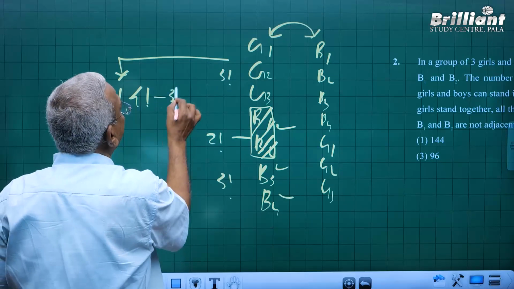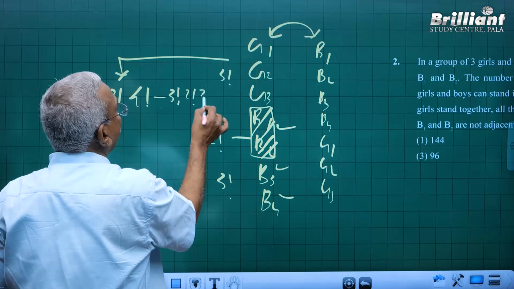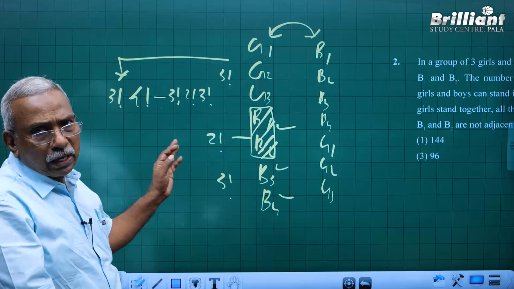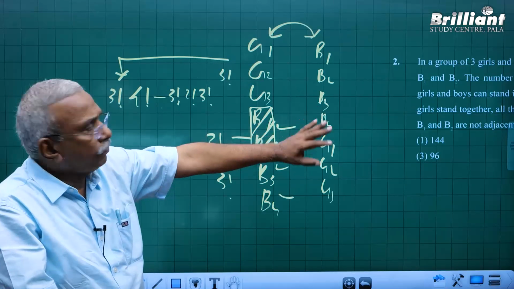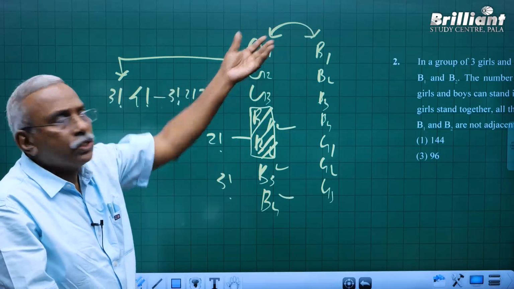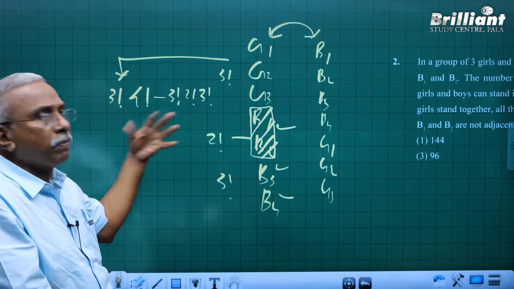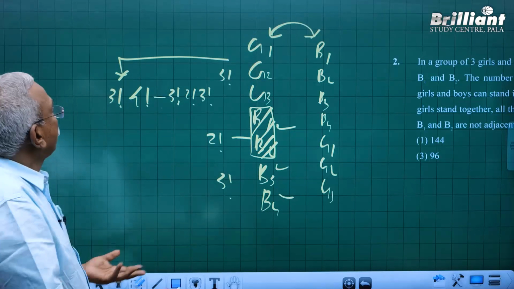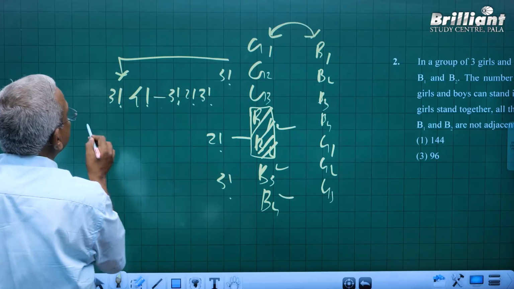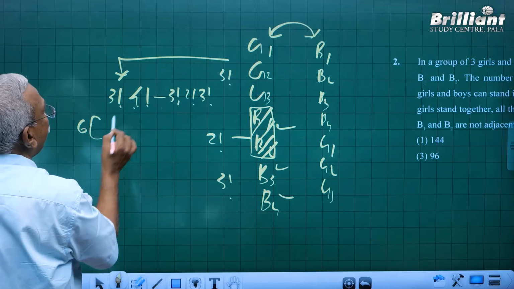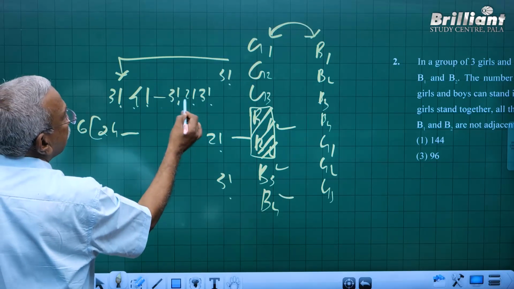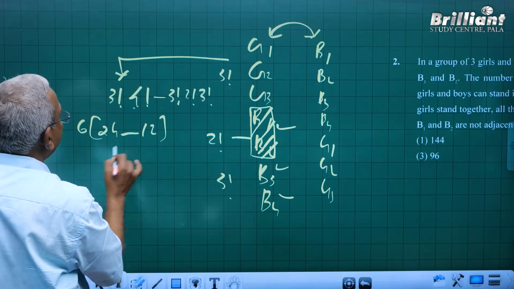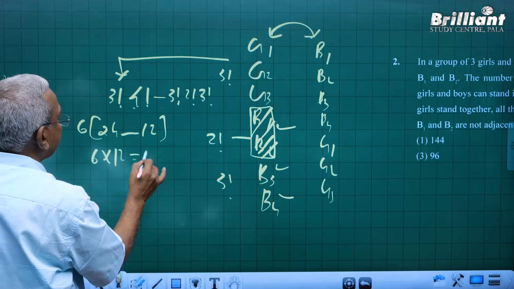That is equal to 3 factorial into 2 factorial into 3 factorial. This is in that way. That will be repeated on the right side also whenever boys first. So the total we can obtain and multiply with 2 will give the answer. So here, we can see that 6 can be taken out, then 24 minus, this is actually 2 into 6, 12. So 6 into 12, that is equal to 72.